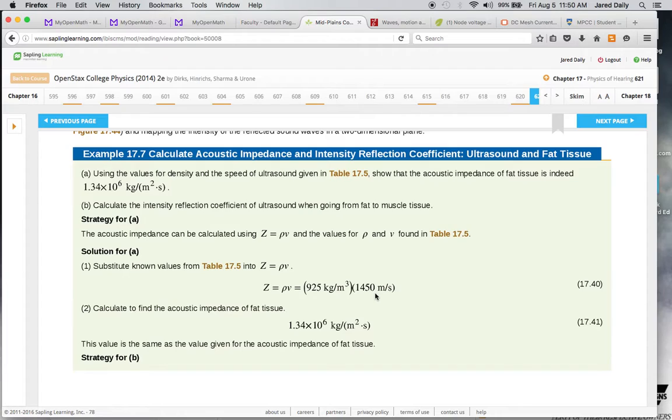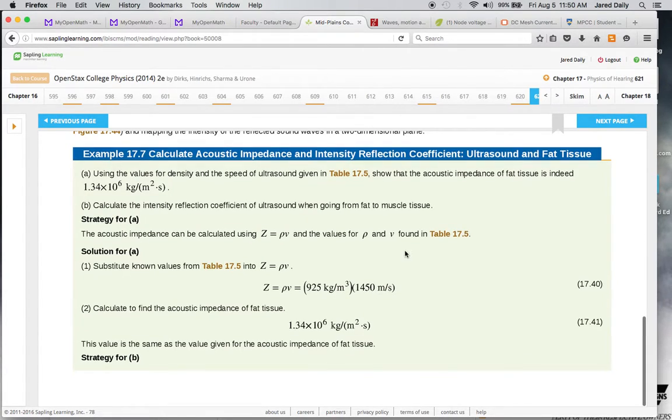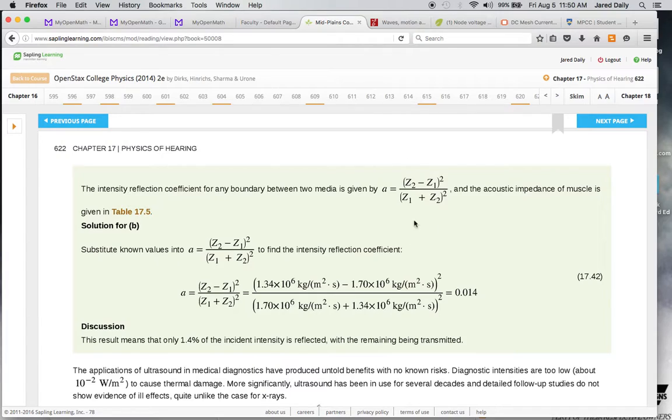Oh, they're actually having you calculate the acoustic impedance of fat tissue, which we already have. But then in part B, we're going to do the reflection coefficient, plug in the acoustic impedance of fat tissue and muscle tissue into this equation, and we get a reflection coefficient of 0.014. And that will tell us essentially how to program a computer so that it can know when sounds come back, if that's fat or muscle or bone or whatever else, and it can create an image.